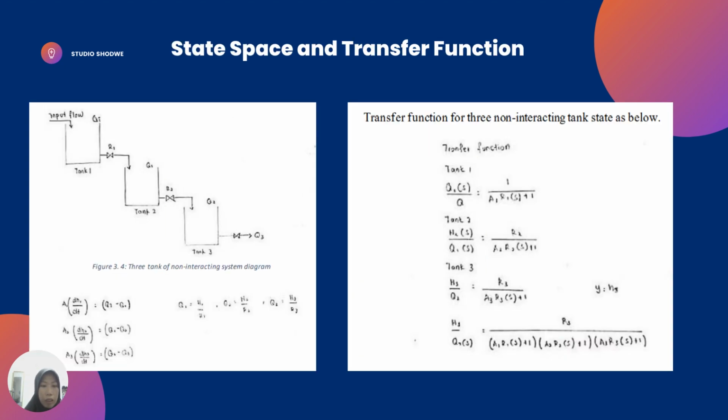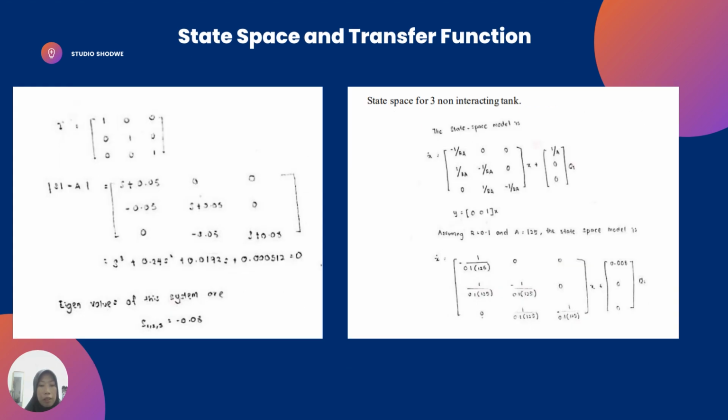Next is state space and transfer function. This is our calculation by hand. First is the input signal, the input flow to the first tank, and then it goes to tank 2, and the last one is tank 3. So this is our calculation for the transfer function. H3 S over Q3 S is equal to R3 over A1 R1 S plus 1, times A2 R2 S plus 1, and the last one is A3 R3 S plus 1.